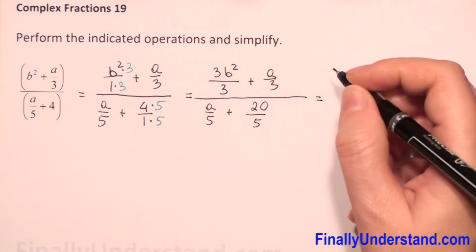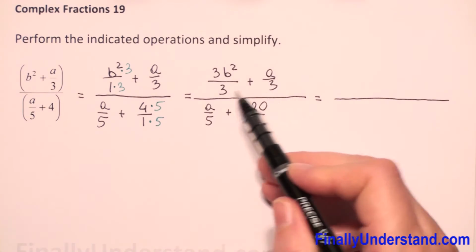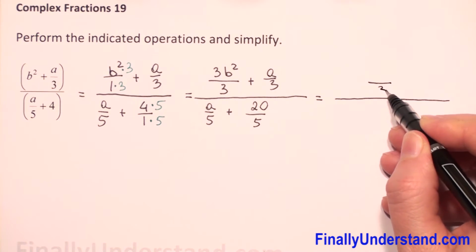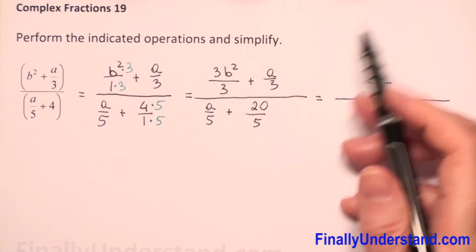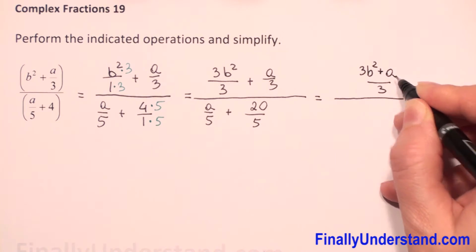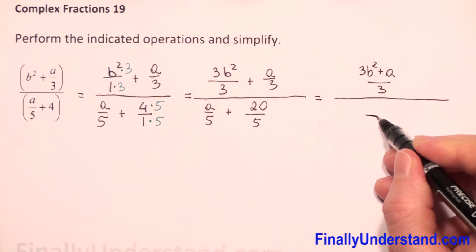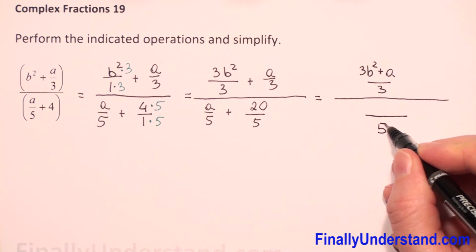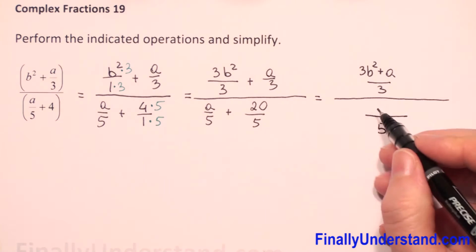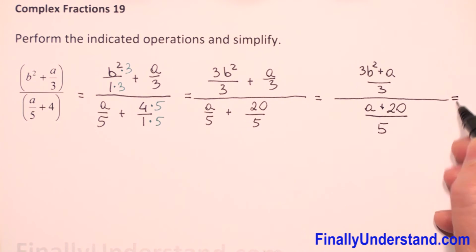So this is equal. Now when we have the same denominators, we have to copy the denominator and we can add numerators. So it will be 3b squared plus a, and the same we will do with the denominator. We have to copy 5 and we add a plus 20. So this is equal.